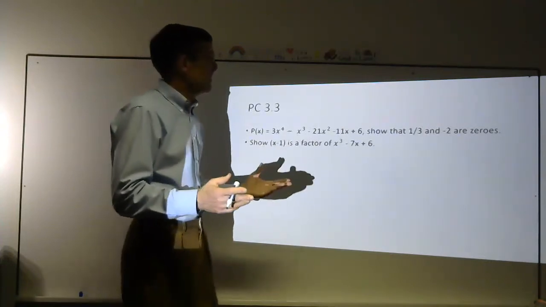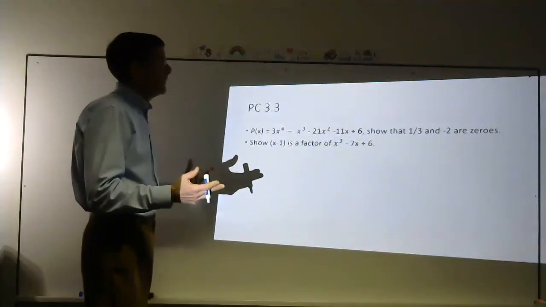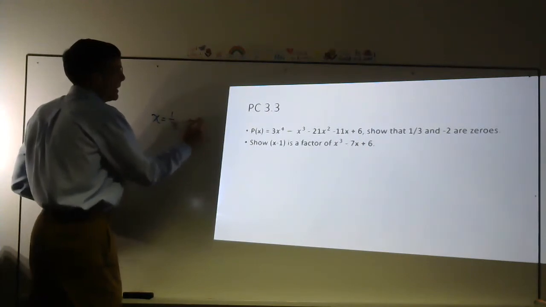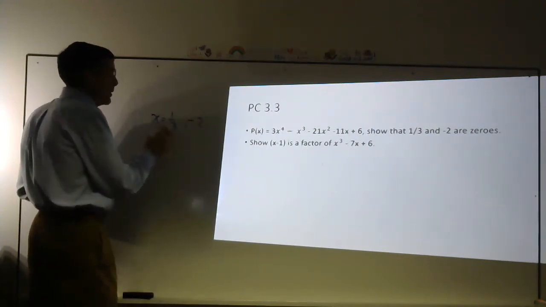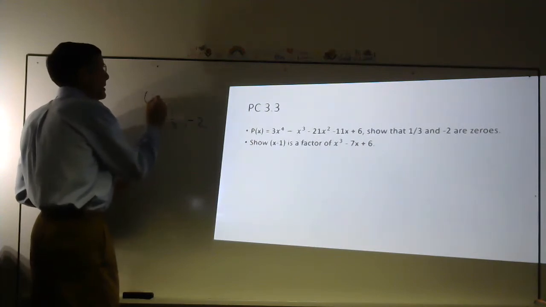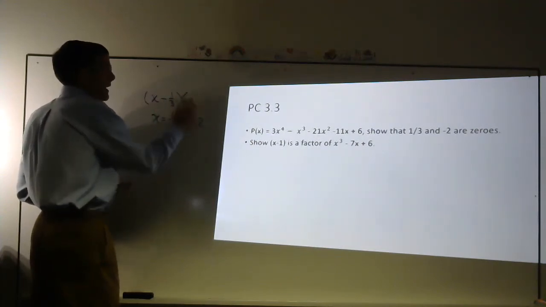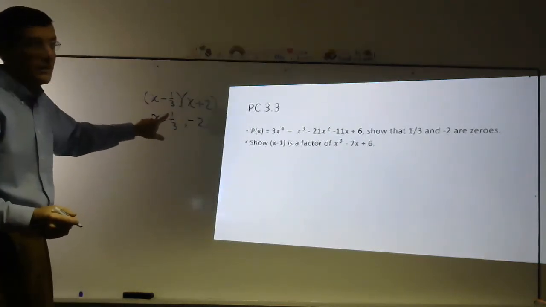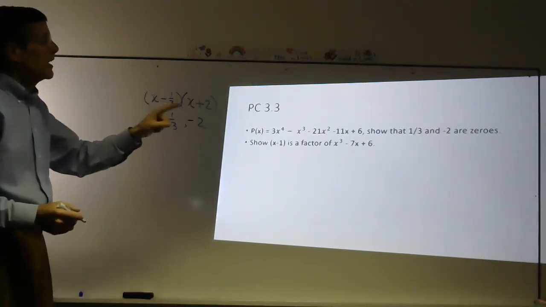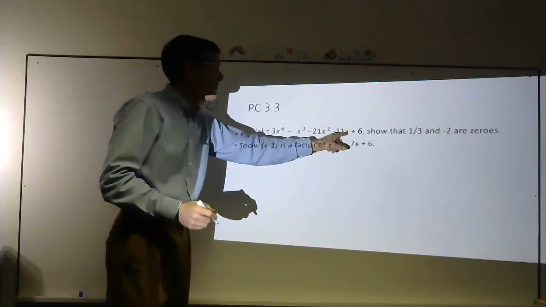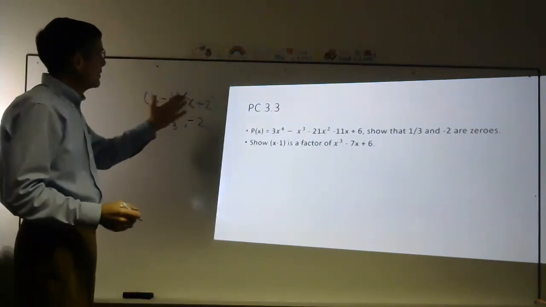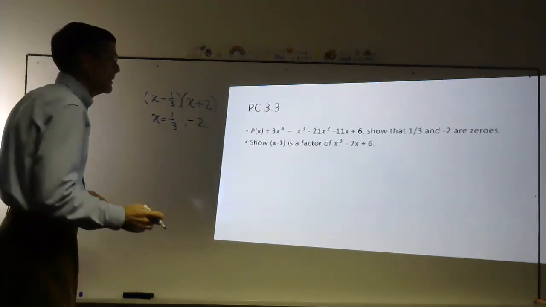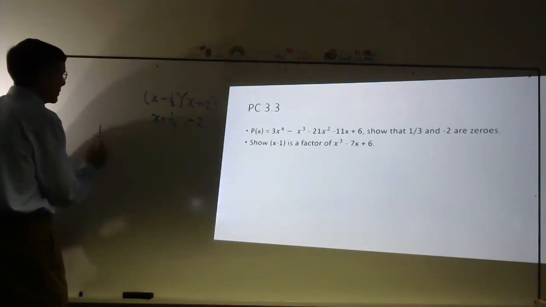Another way of thinking about this, if you know that x equals 1/3 and -2 are zeros, don't you know, let's work backwards, that x minus 1/3 and x plus 2 are factors? Isn't that the way we work? So if we want to show that those are zeros, we want to put them in and get 0 out, or we want to do synthetic division and get a remainder of 0, which would mean that they're factors. Either way you look at it. All right, so let's do a third first.